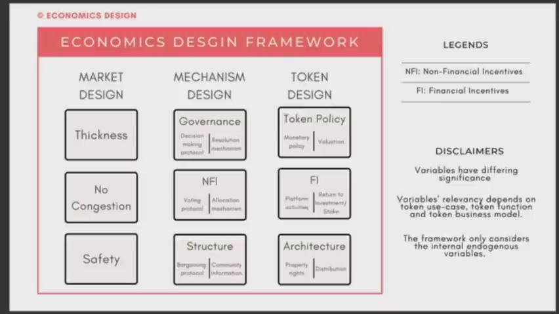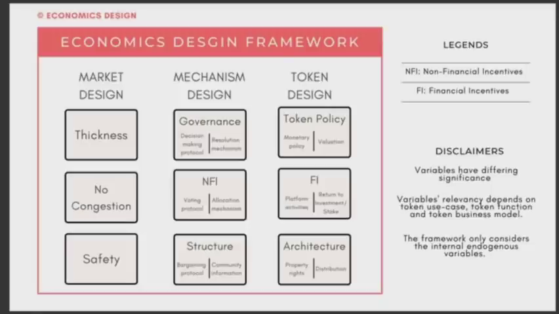And also, because they're not equally relevant, you have to always go back to your token use case, your token functions that we talked about just now, the SUMS, and your token business model. Lastly, this framework only considers the internal endogenous variables. What does that mean? It means that this framework only considers the things that you can design as an economics designer, to design the internal network system.